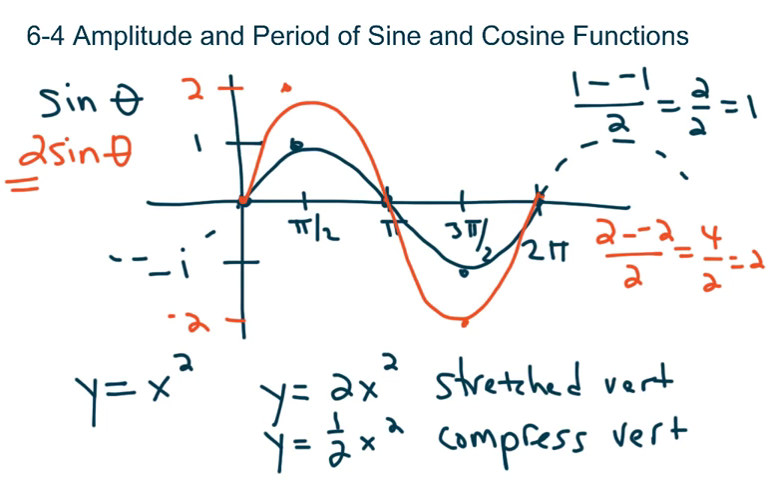And that is section 6.4 on amplitude and period of sine and cosine functions. We'll start shifting the graph up and down and left and right in the next section.